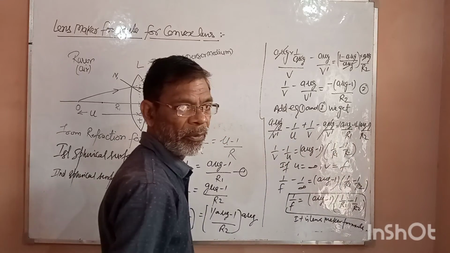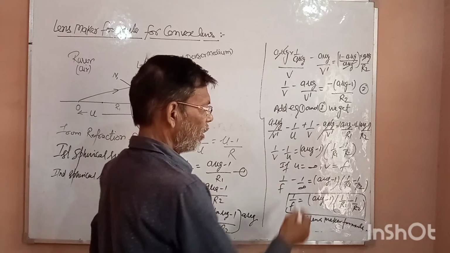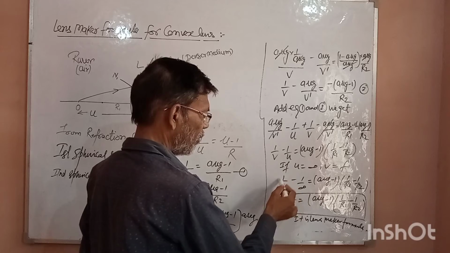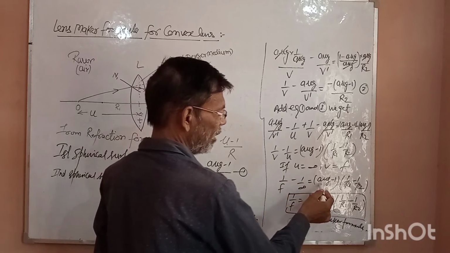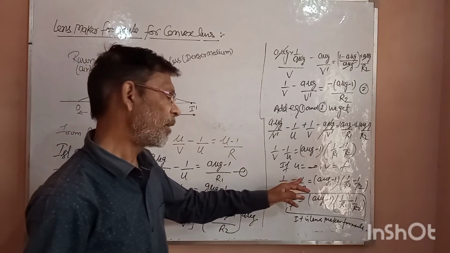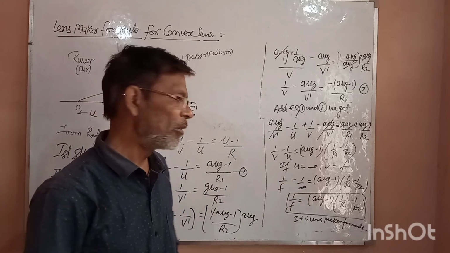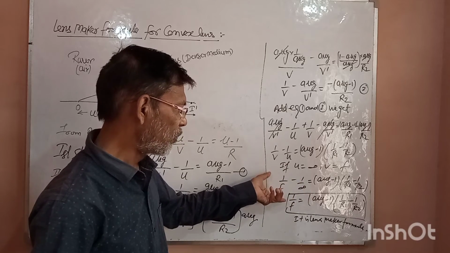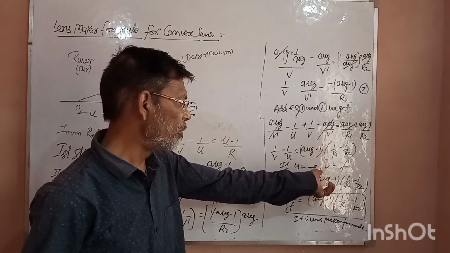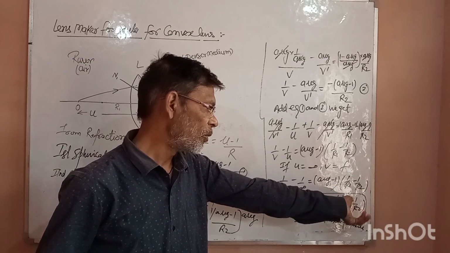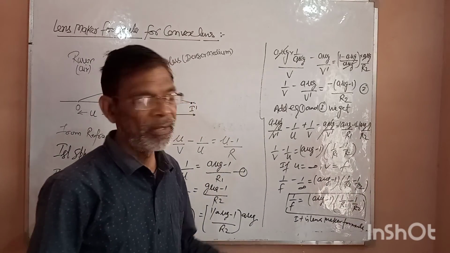over R2. If the object is placed at infinity, then the image is formed at the focus. So here 1 over F, 1 over infinity, A mu G minus 1, 1 over R1 minus 1 over R2. 1 upon infinity, what is the value of that? That is 0. So 1 over F is equal to A mu G minus 1 times 1 over R1 minus 1 over R2. This is known as the lens maker formula.